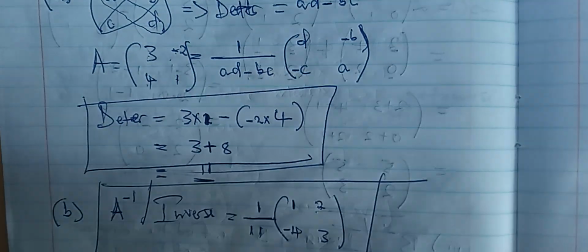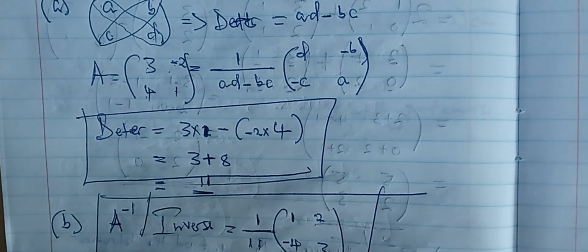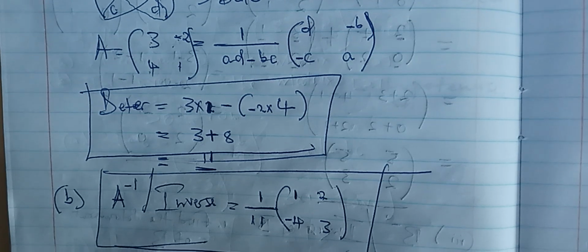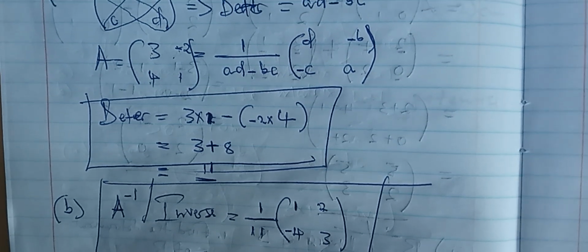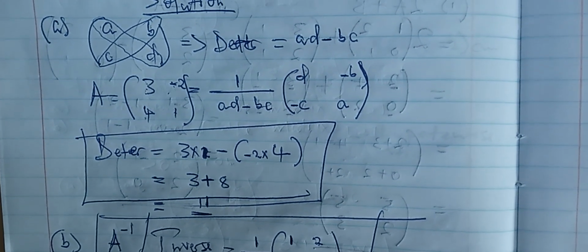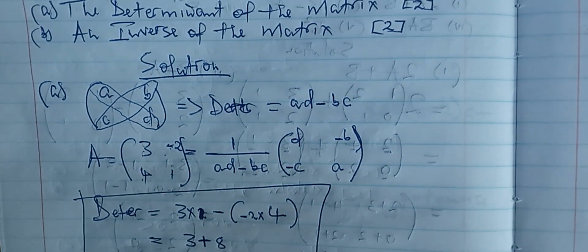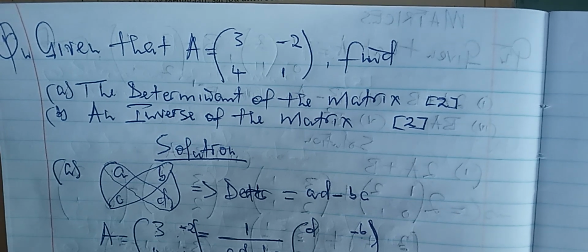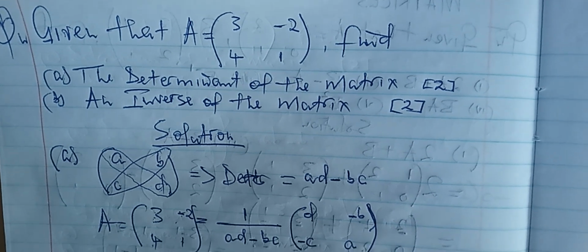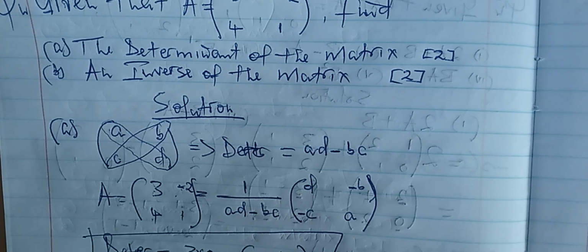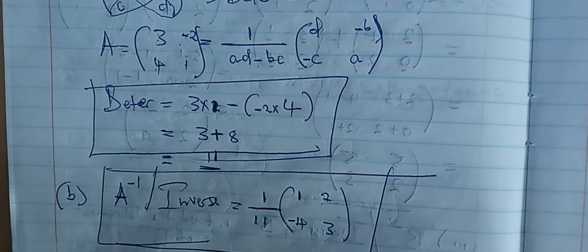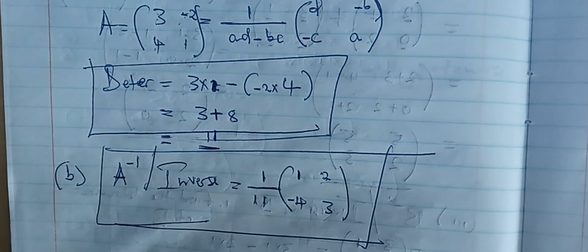Always know that the determinant and the inverse work hand in hand, because if you look at the formula, the inverse is simply 1 over the determinant. So you must be able to calculate the determinant first for you to compute the inverse of the matrix. Always remember that practice makes perfect, and this is exactly how you calculate the inverse and the determinant of the matrix.